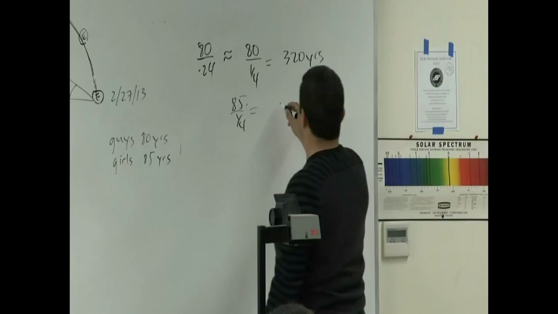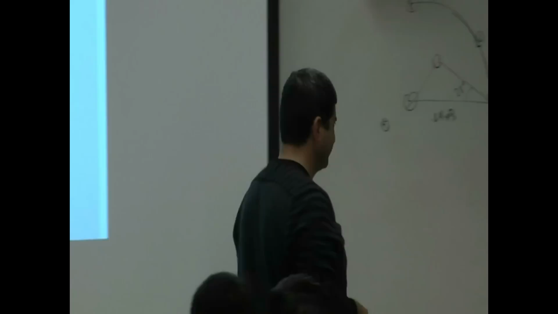Women will live 340 years on Mercury. Men will live 320 years. So you're going to have a lot more birthdays to celebrate, a lot more presents. Okay?